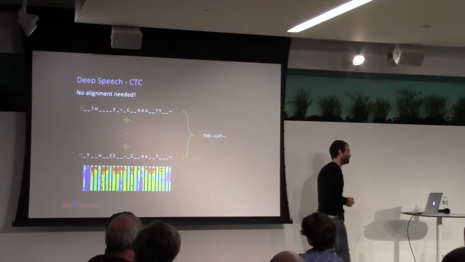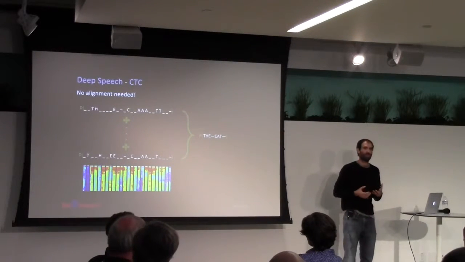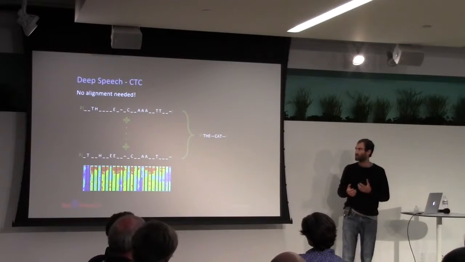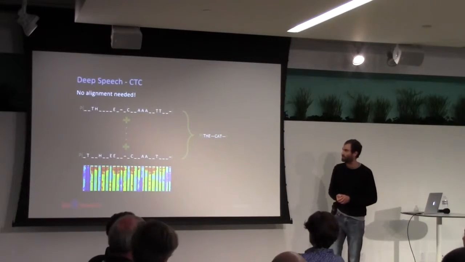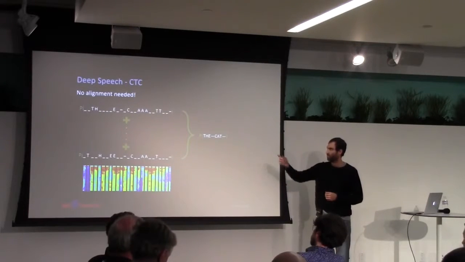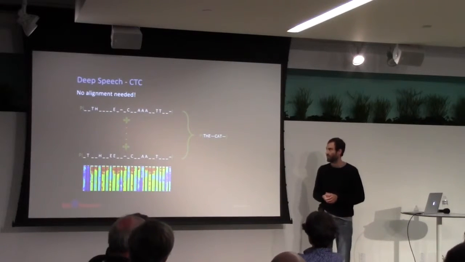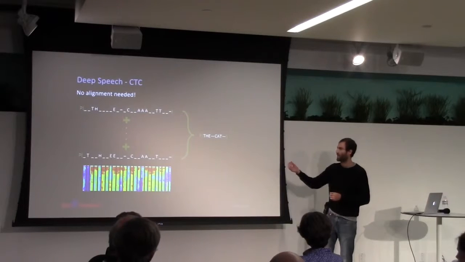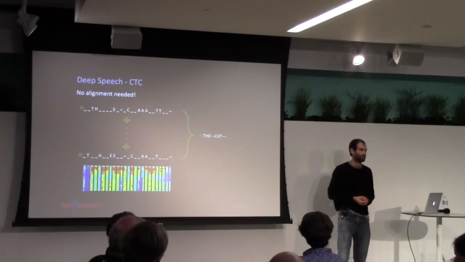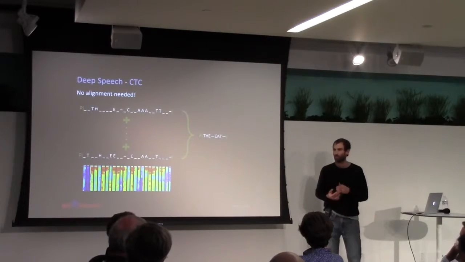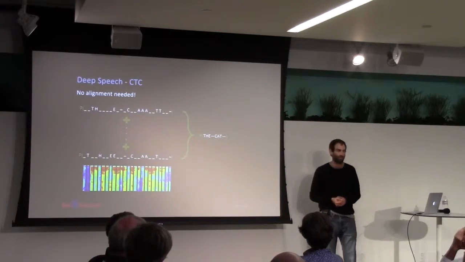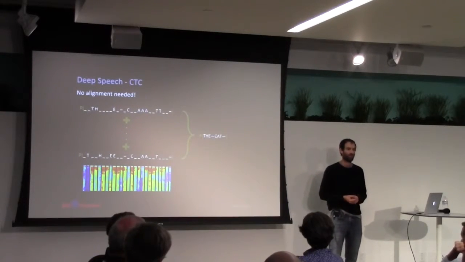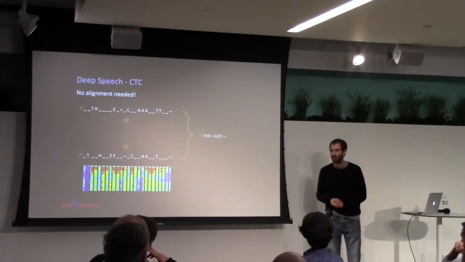And rather than force the network to assign a score to one such alignment, we let it assign the score to all possible alignments of blanks and letters which map to the cat under the operations I just explained. So one way you could imagine doing this is simply by delineating all such possible alignments, computing the score of the network for each one of those alignments, and then summing them up.